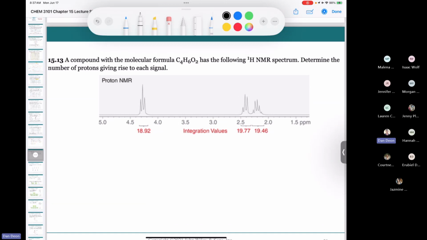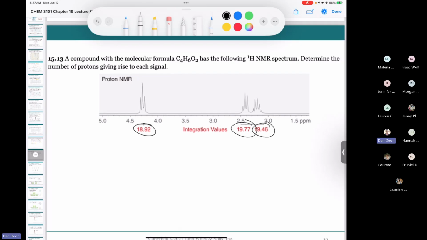It says you've got a compound that has this molecular formula, C4H6O2. It has the following NMR spectrum. Determine the number of protons giving rise to each signal. So we've got 18.92, 19.77, and 19.46. We're going to divide everything by 18.92. This one I'd say you don't even need a calculator for. You can probably just figure it out in your head. For the first one, we get 1.00. 19.77 divided by 18.92 gives 1.04, and 19.46 divided by 18.92 gives 1.03. So what does the ratio look like to you guys? Could anybody tell me?